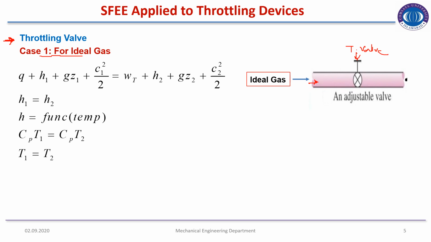in the pipe. So if the throttling process is occurring on an ideal gas, the first is the steady flow energy equation, and the steady flow energy equation solved for the throttling device comes out to be H1 is equal to H2. That means this is an isenthalpic process.